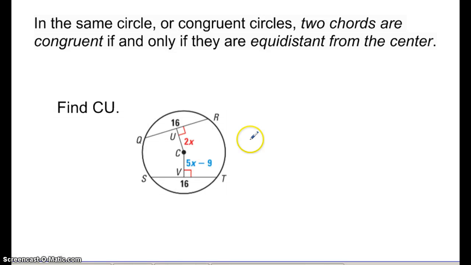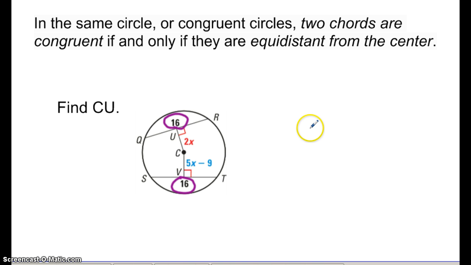We're asked to find the value of CU. CU is the distance from the chord to the center. Now what we can notice here is that the two chords are equal in length. They both have a length of 16. So if the chords are congruent, that means that they're the same distance from the center. They're equidistant from the center.